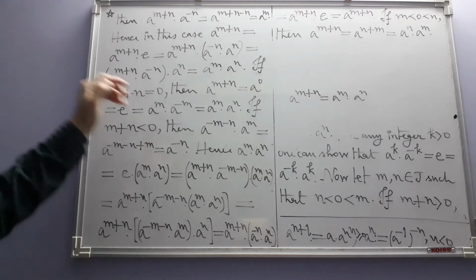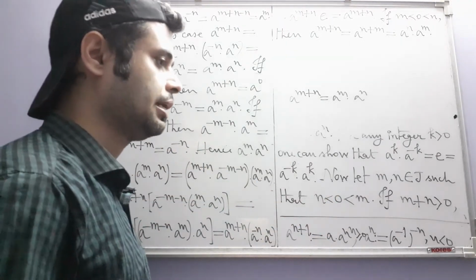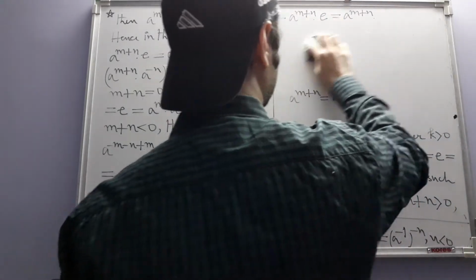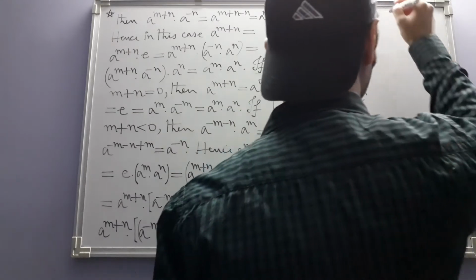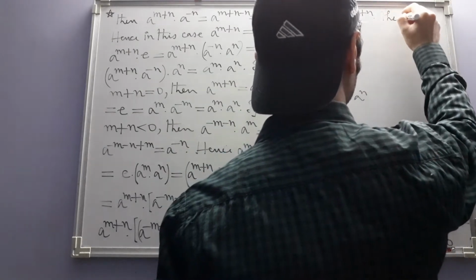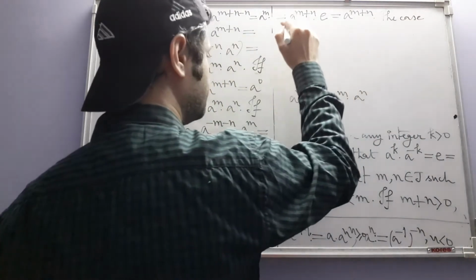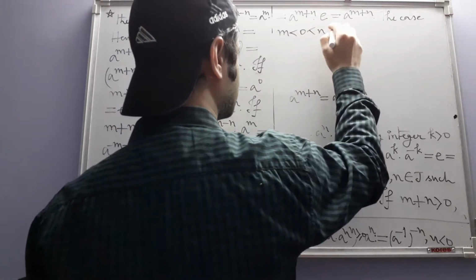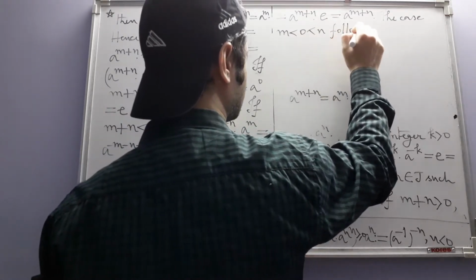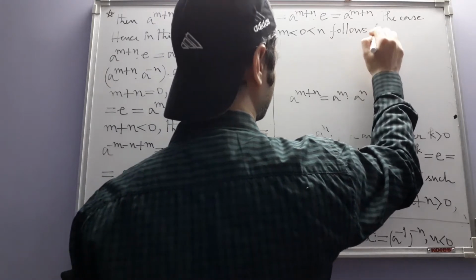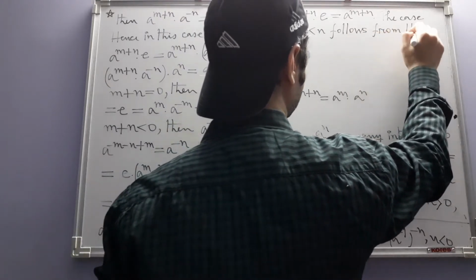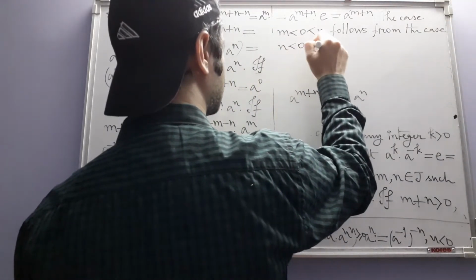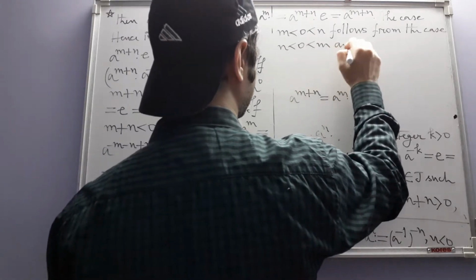Instead of using the previous case like this, what I can do is this. The case m less than 0 and 0 less than n follows from the case n less than 0 and 0 less than m by symmetry.